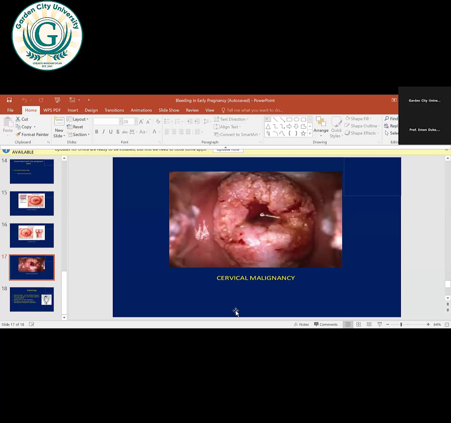I have seen it before. Or manage it until delivery. Do a cesarean section and remove it. Remove the live baby and remove that.